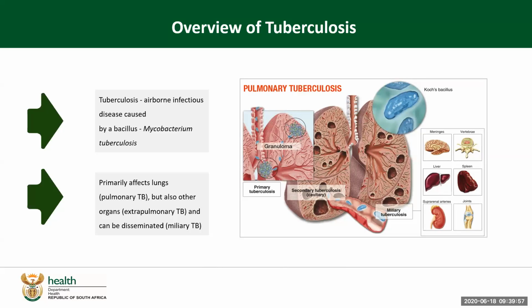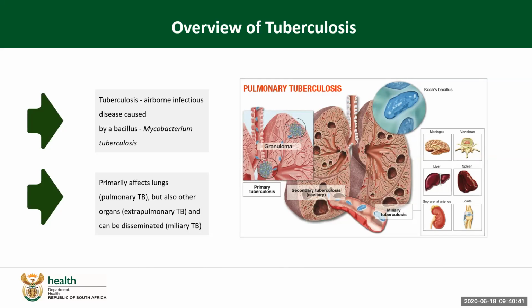TB does not respect any organ, colleagues. It can affect the meninges, it can affect vertebrae, the liver, the spleen, the skin, the joints, the long bones. It really does not choose any side. So we know, and just to clarify it, that TB can affect the lung and stay in the lung only as pulmonary TB, but it can also spread to other organs as extrapulmonary TB. And colleagues, at this point, it is very important to note that in a number of our patients, TB occurs both in pulmonary sites and extrapulmonary sites as well.